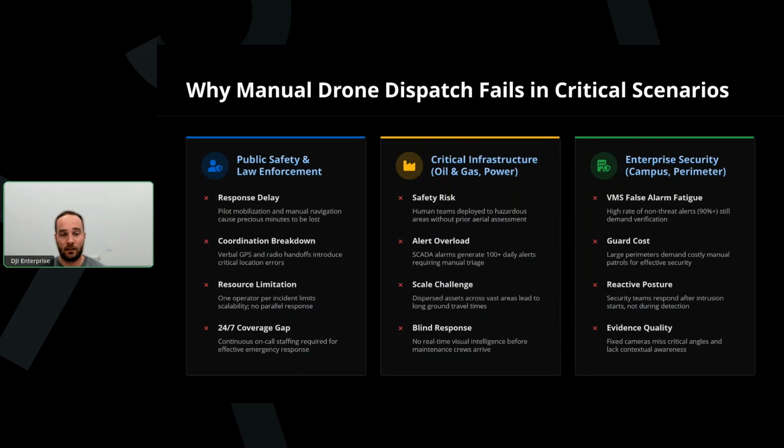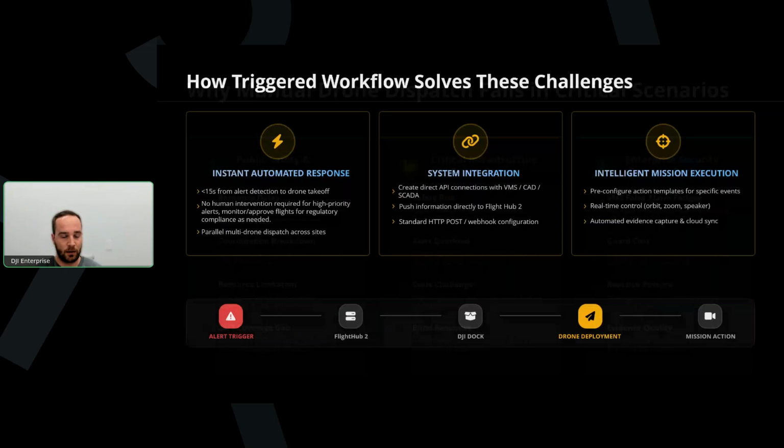whether that's in public safety and law enforcement for a 911 call, in critical infrastructure for an alert, or in enterprise security for someone who's maybe not supposed to be on property or is in an area that's being monitored by a fixed camera, right? So basically, you can see I've outlined some of the challenges across these different industries here, where manual dispatch is not necessarily what we're looking for because of the value of the automated workflow, right?